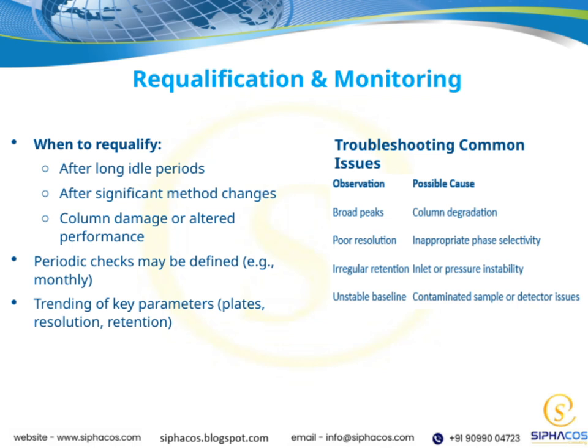Beyond these specific cases, it's good practice to set up periodic checks, say monthly, to keep an eye on the system's health. During these checks, we can trend key parameters such as plate counts, resolution, and retention times. Monitoring these parameters over time helps us catch subtle signs of deterioration early. This continuous monitoring and timely requalification are crucial parts of maintaining system reliability and ensuring consistent, high-quality results. They tie back to the overall theme of proactive maintenance and quality assurance in our analytical processes.